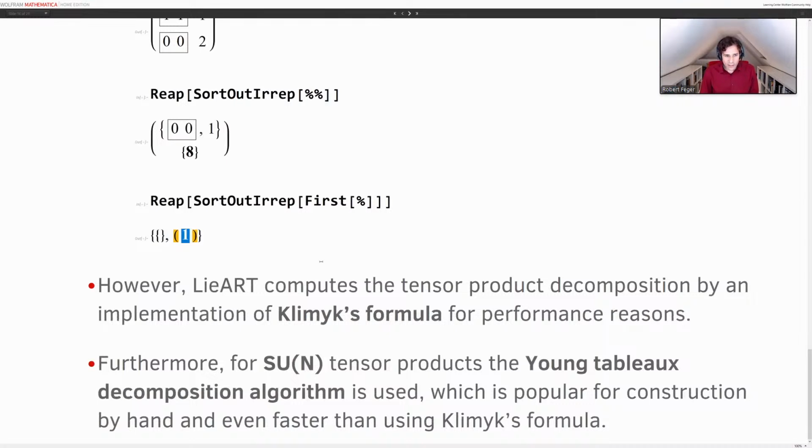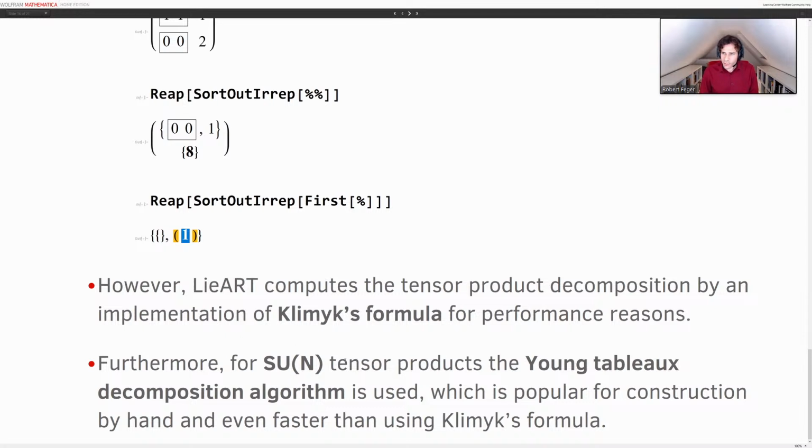Well, in LieART, this was implemented in the very first version of LieART, but then for big representations, it turned out that this procedure is quite slow. I looked into the problem and I found that there's a different way, and now I implemented a slightly different algorithm based on so-called Klimyk's formula, which does some shortcuts at some points, and this is done for performance reasons because this is much faster.